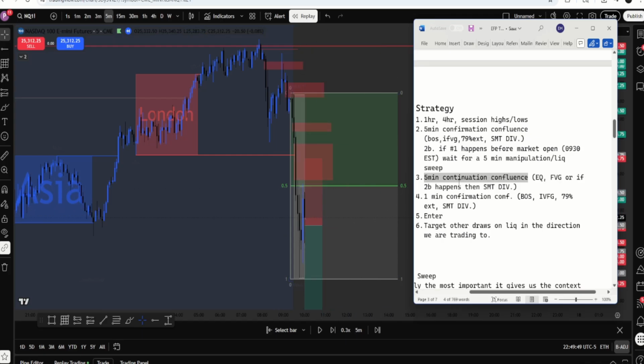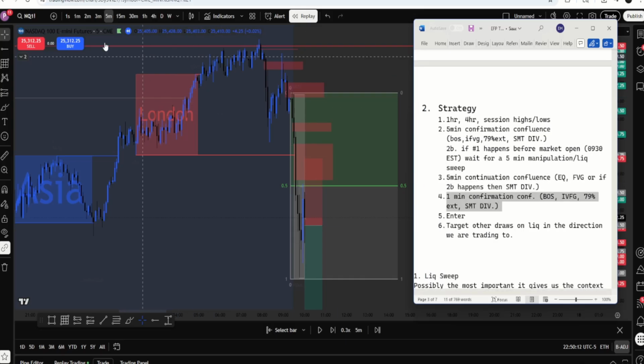So we had a rejection. Boom. Equilibrium. That's what EQ means. 5 minute continuation confluence. It went back to EQ and rejected off of it. That's number three, check for me. I didn't wait on the fair value gap. Yeah, we have a fair value gap right here, but I went off this rejection of EQ. So now we have two confluences: EQ and a fair value gap supporting this bias to go to the downside. I said, okay, bet.